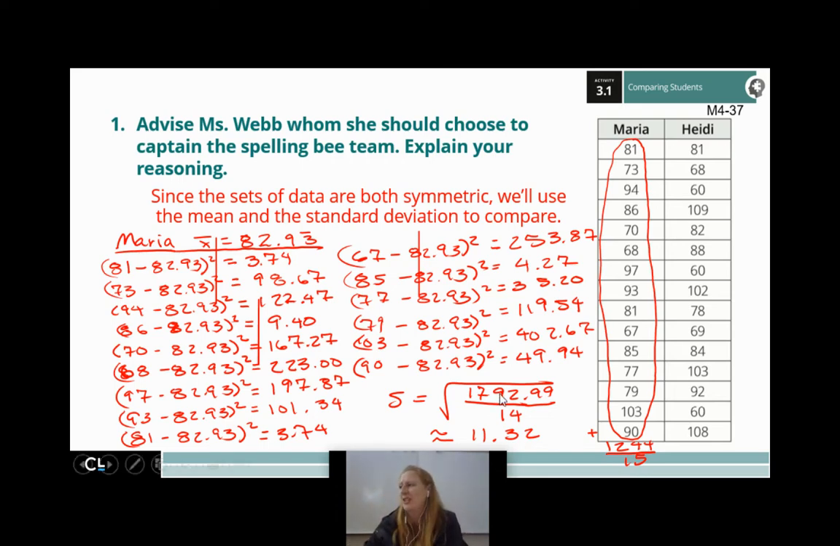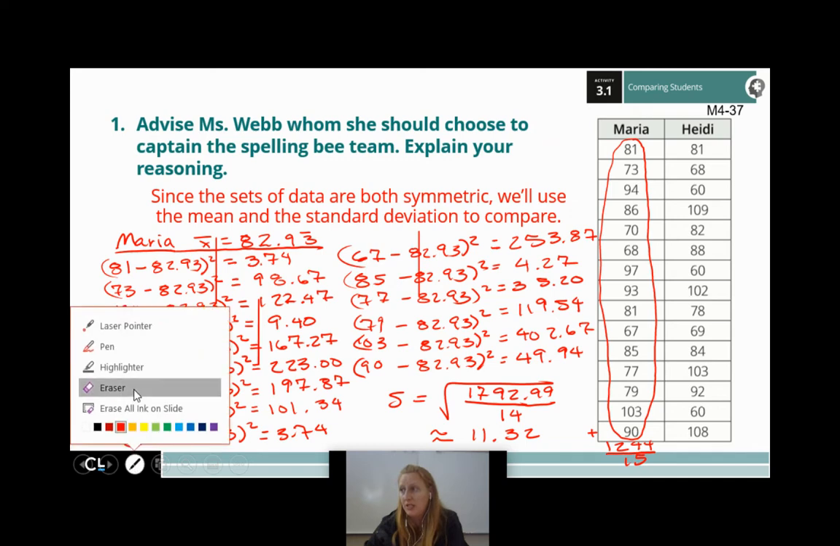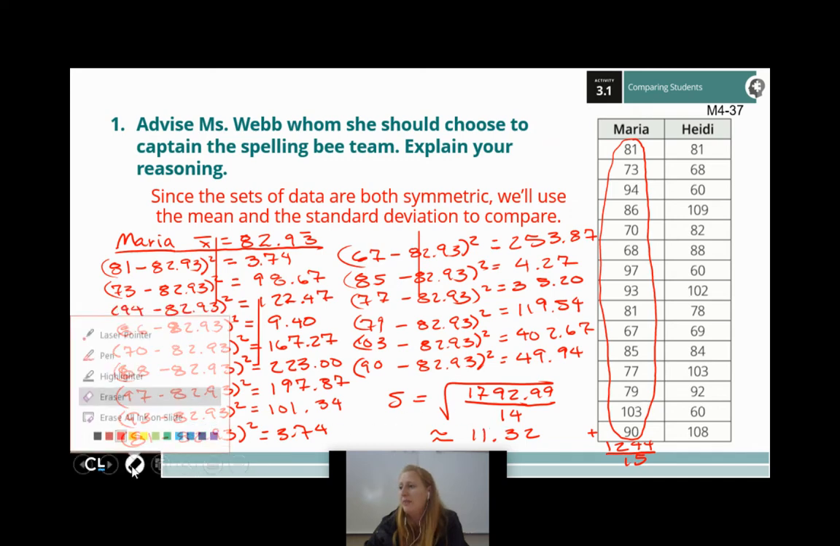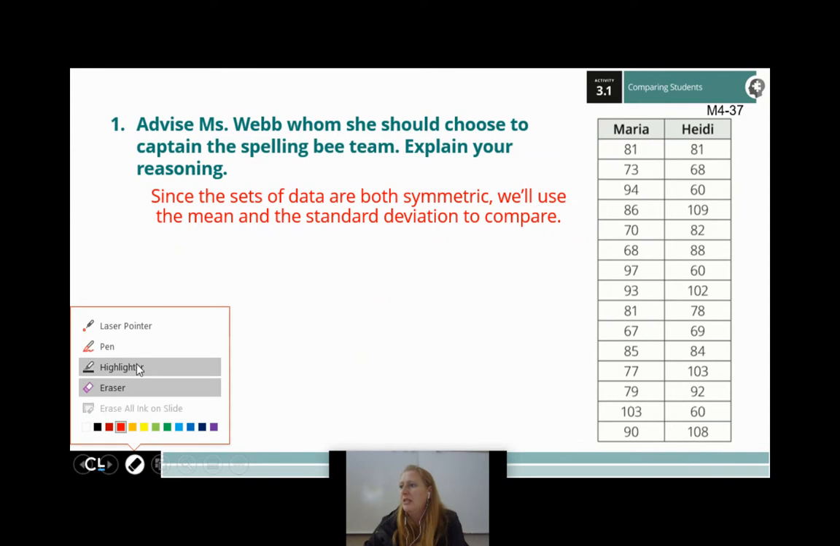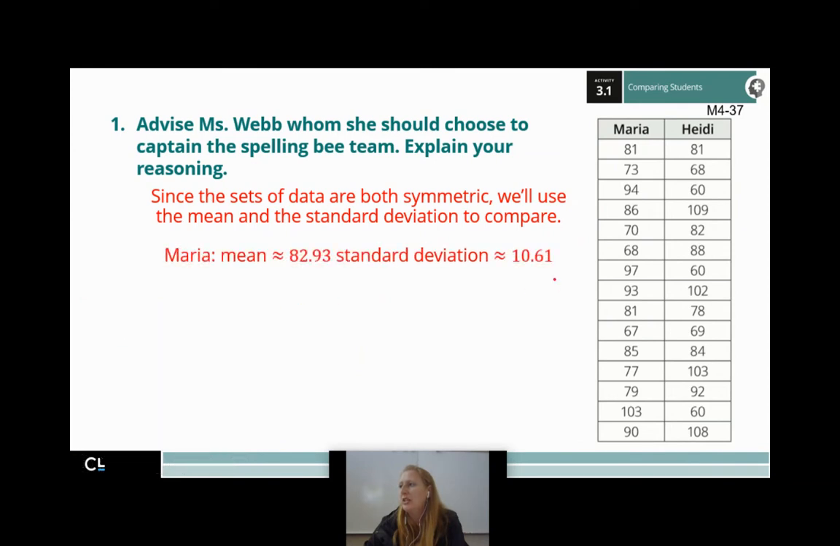Might be a little bit off because of some of my rounding. In fact, I think it's actually a lot off because I rounded a whole bunch beforehand. So when I used a proper standard deviation calculator, which I did not use here, it did throw me off a little bit. I should have actually gotten a standard deviation of 10.61. It probably went off because I was rounding so much.